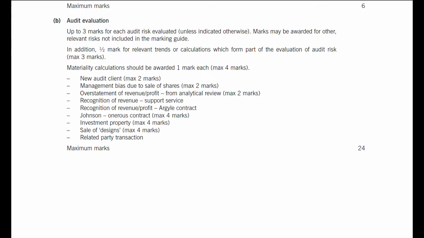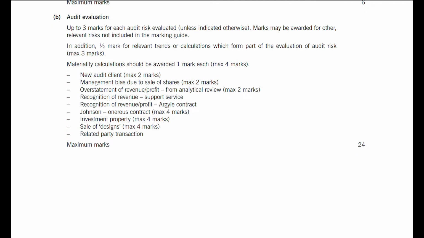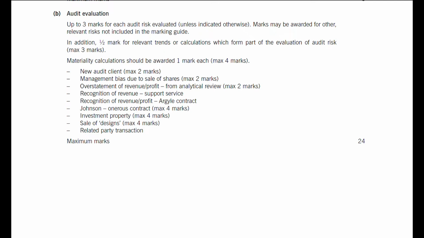We have new audit client 2 marks, management bias due to sales of shares 2 marks, overstatement of revenue profit from analytical review, recognition of revenue support service, recognition of revenue profit, Joe contract, Johnson onerous contract, investment property, sale of designs, related party transaction.